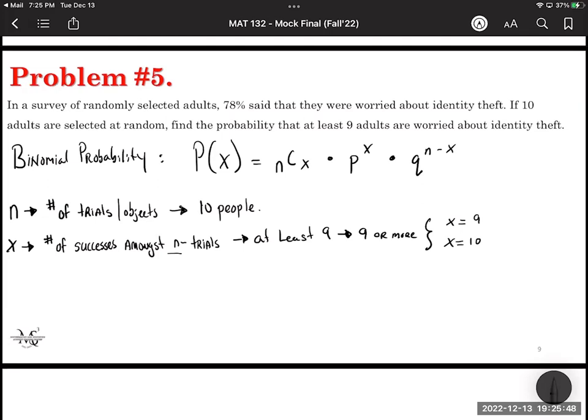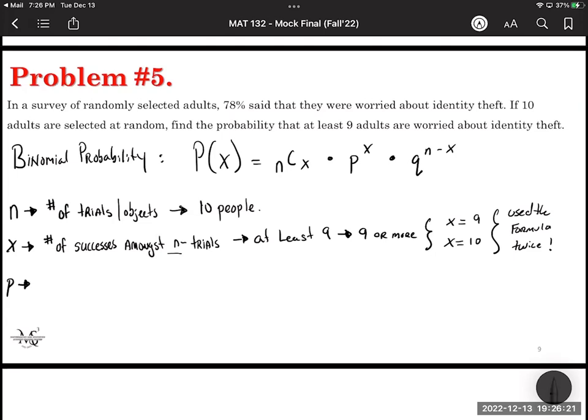Now, because we have two values of x, how many times are we going to use this formula? Two times. Since there's two values of x, that means we use the formula twice. I have to use it twice because there's two different values of x. All right, now let's talk about what's p and q, and then we're ready for the computation.